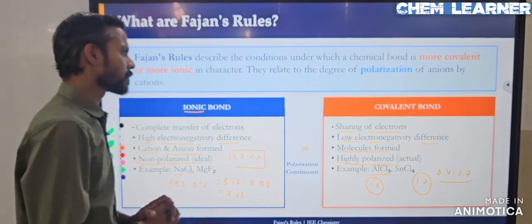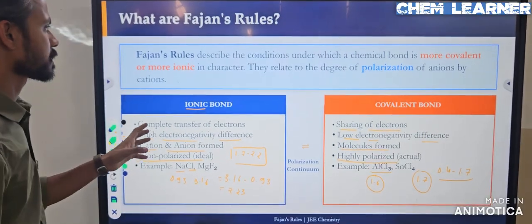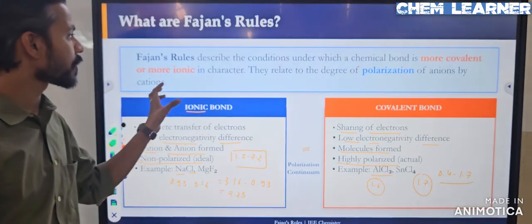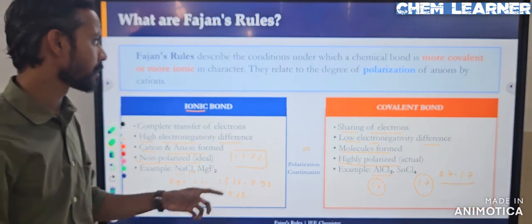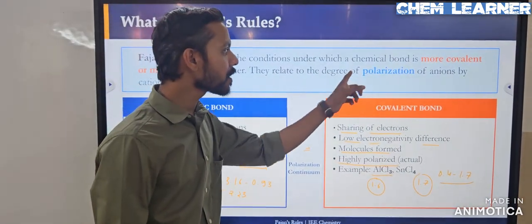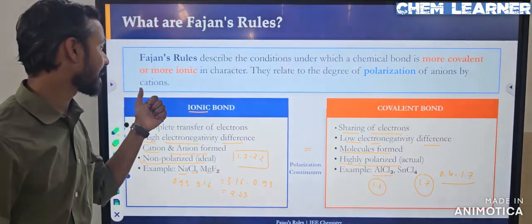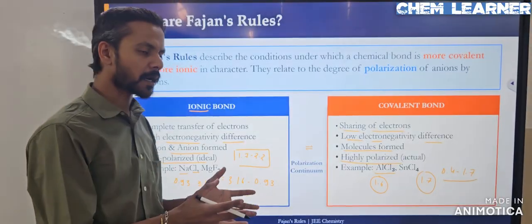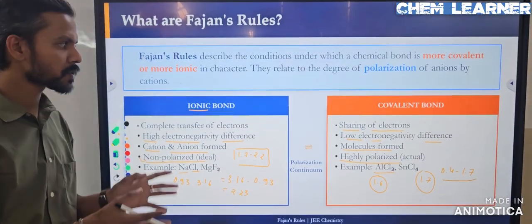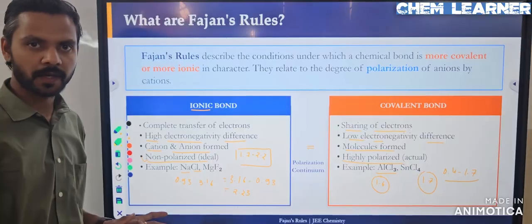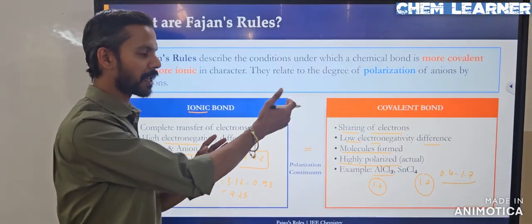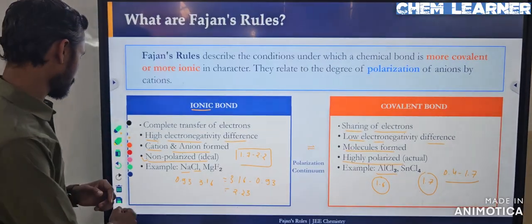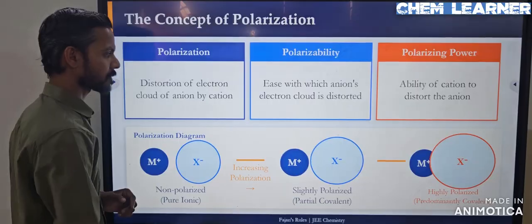Now if we move back to Fajan's rule, what it is saying is that it describes the conditions under which a chemical bond is more covalent or more ionic in character, and they relate to the degree of polarization of anions by the cations. Now in a pure ionic bond, there will be no polarization. So the polarization of anions is done by the cations. Now in the next slides we will see how this actually happens.